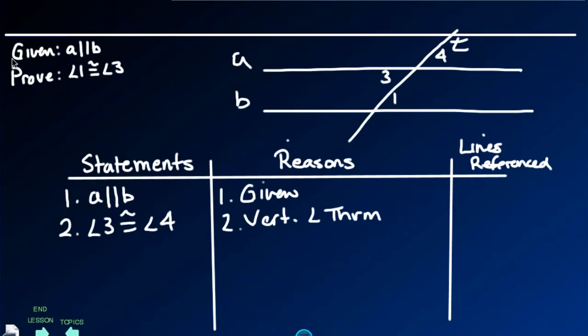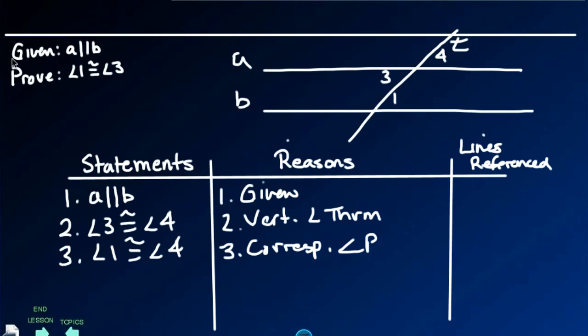Now, is there anything else I know by looking at this diagram? Well, I do know that angle 1 is congruent to angle 4 as well. So angle 1 is congruent to angle 4, and that's from the corresponding angle postulate. Okay, so that's something that I can use because it's a postulate. We accept it as true. There's nothing else that I need to know.